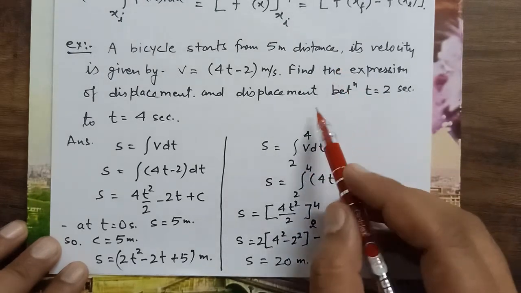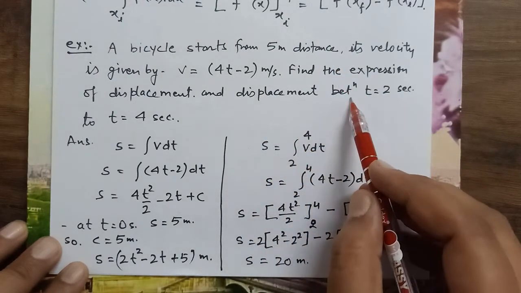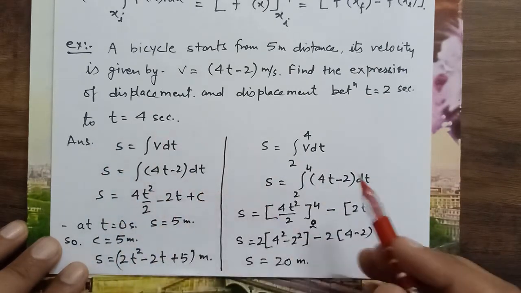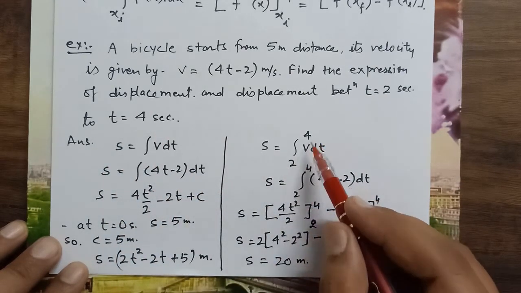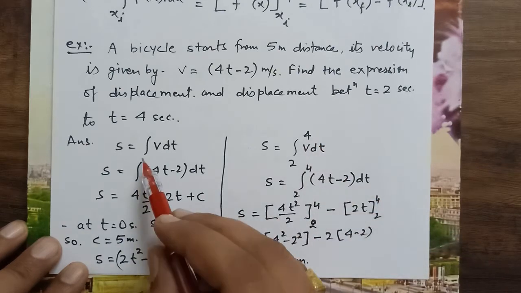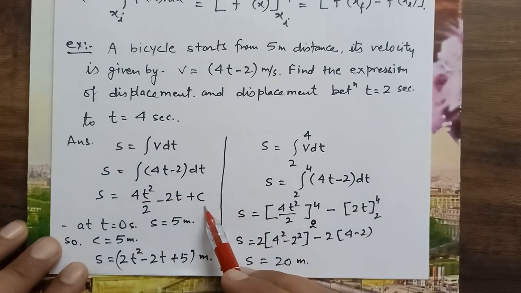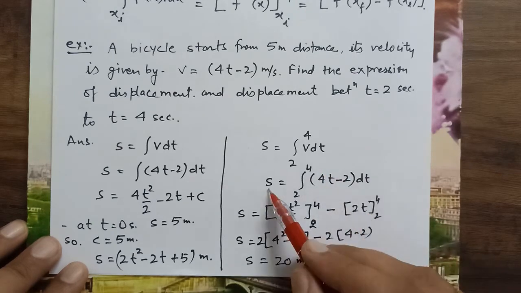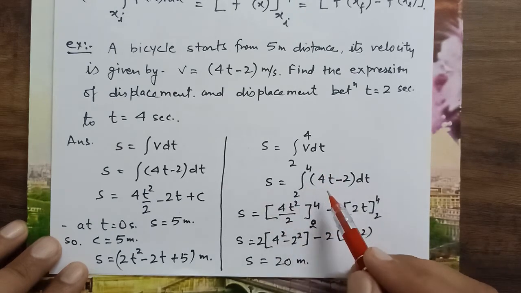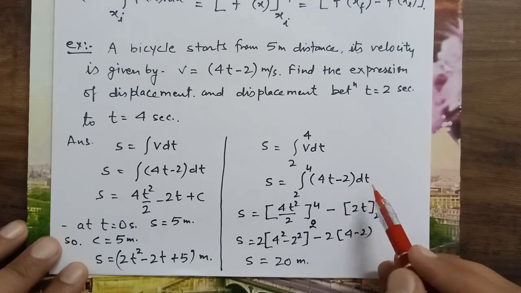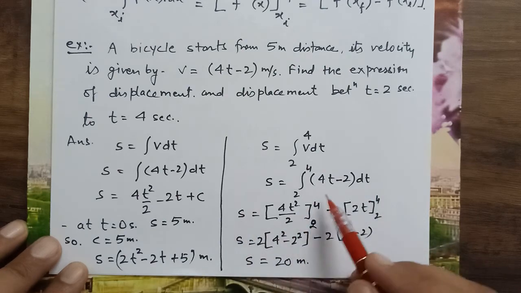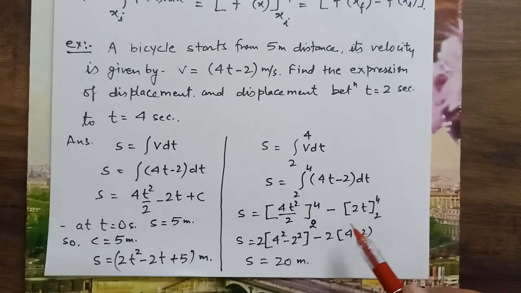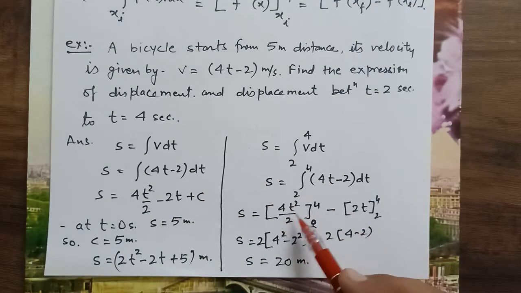Now the second part of the question, displacement between t = 2 seconds to t = 4 seconds. So this is the integration with limit. This was integration without limit, then we get a constant c. Here we won't get any constant, in s = ∫ from 2 to 4 of (4t - 2) dt. The integration part will be the same.